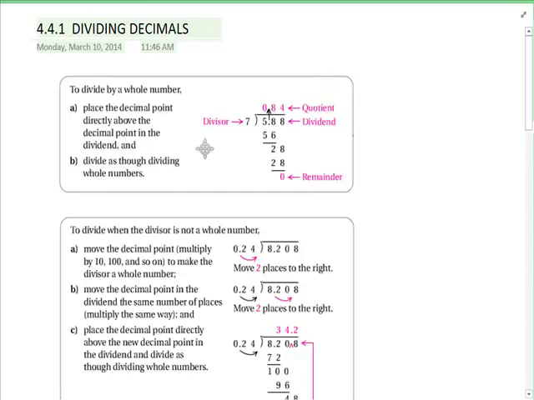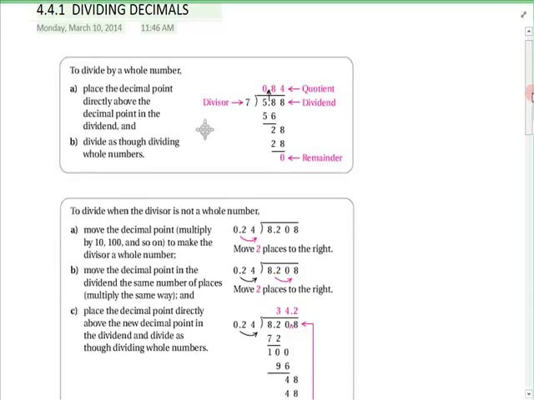I think these problems will be rigged so they will terminate. If they don't terminate, there will be instructions about rounding to a certain place value, but I don't think that's going to be the case.